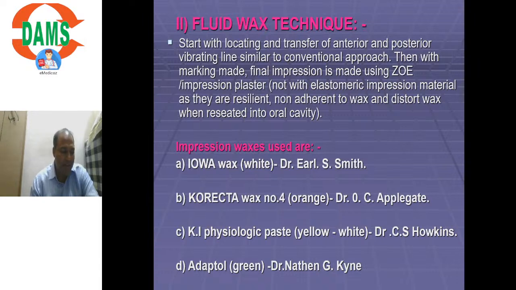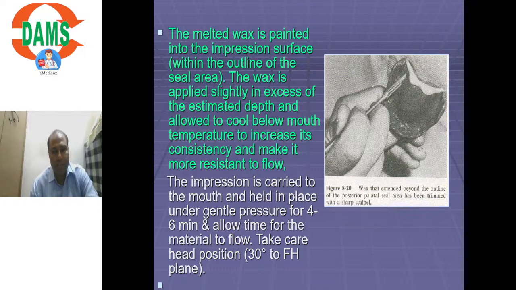These are the waxes, as I have already told. What are the waxes? Iowa wax, Correcta wax number 4, Adaptol green, and HL physiologic paste, right? You can see the painting of the wax on the posterior area after you have made the impression, and just place it and do the procedure whatever you are doing. You just keep it under gentle pressure for about 4 to 6 minutes. Allow the material to flow. And again, I told that ask the patient to look 30 degrees down from the FH plane.